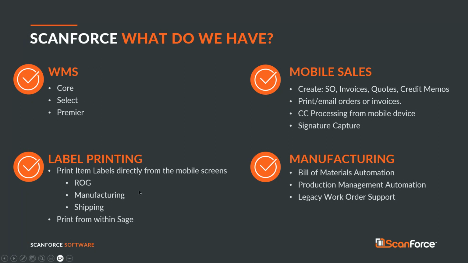Now, we talked about labeling and how barcodes drive the whole inventory control system. So what good would we be as a barcoding company if we couldn't print labels? We do, and we print them on demand at receiving, at manufacturing, when we're shipping, various different times, where it just automatically can pop up and say, hey, you want a label for this?